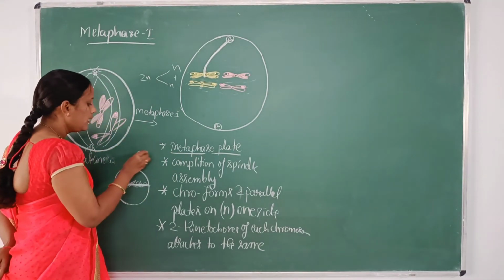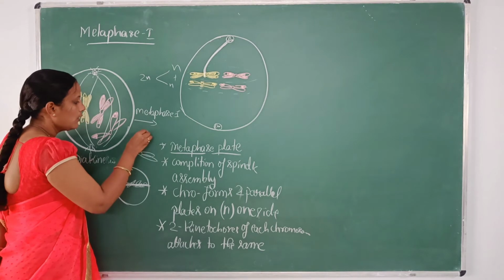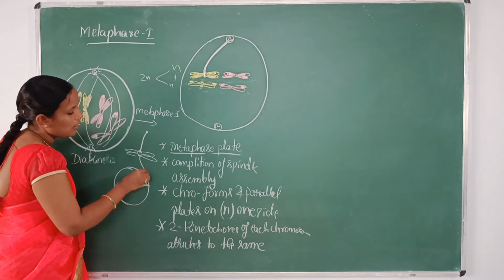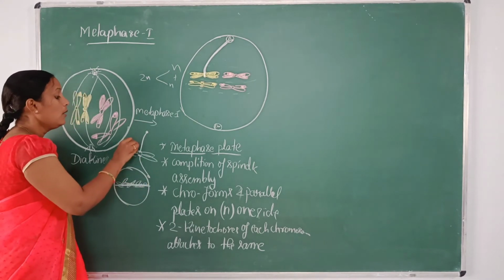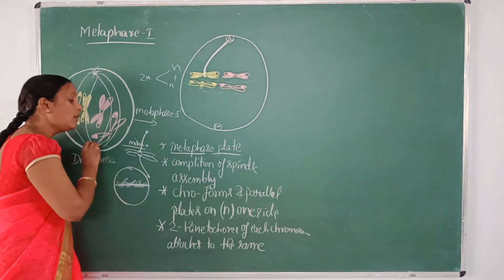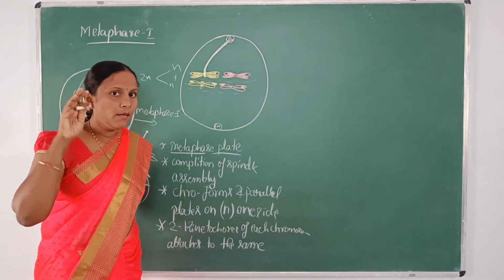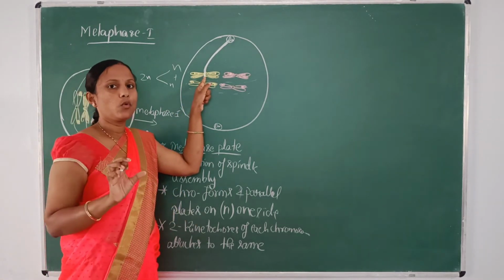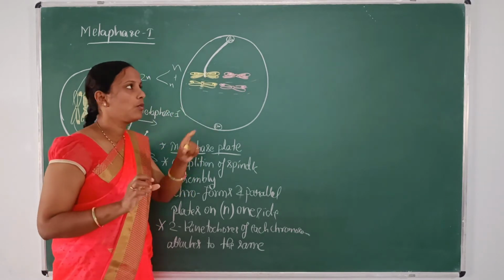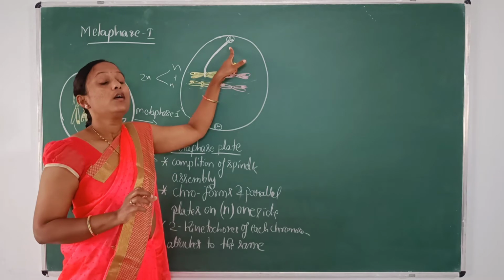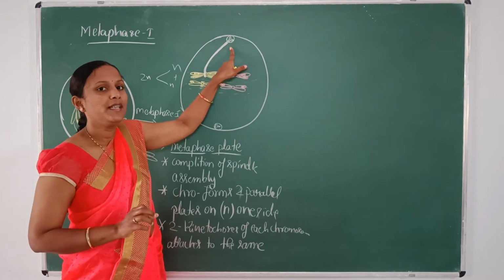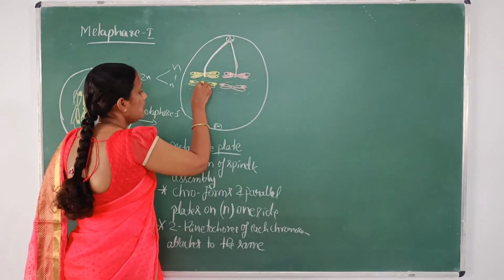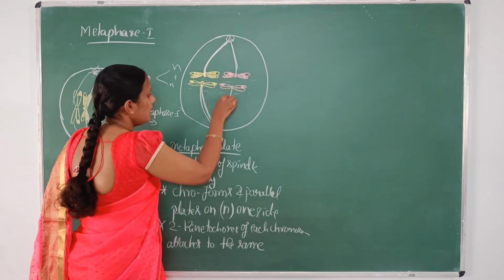In mitosis, what happened? The spindle from one pole will attach to one kinetochore, and the other kinetochore will attach to the opposite pole. This is the condition in mitosis. But here in meiosis 1, that is in the metaphase 1 of meiosis, both of the kinetochores of each chromosome are attached to the same pole spindle. So that is the condition. All of them will have the same thing. So here is the attachment and here is the attachment, like this.